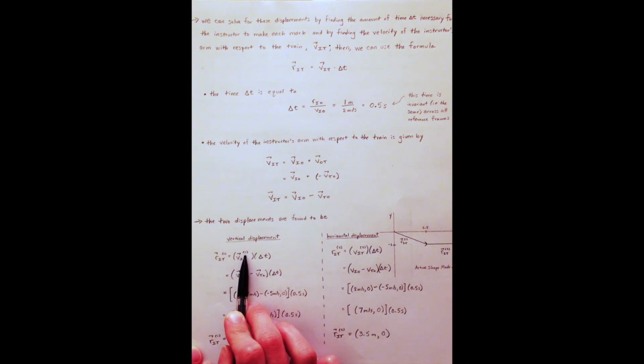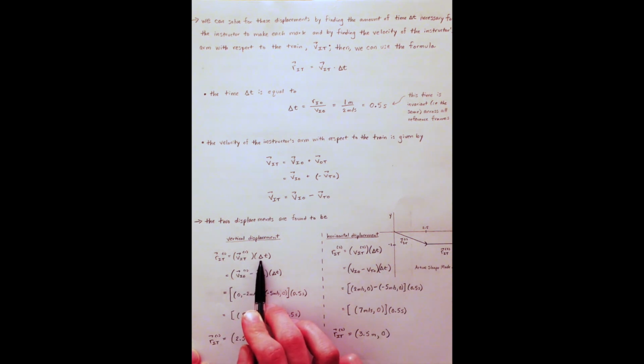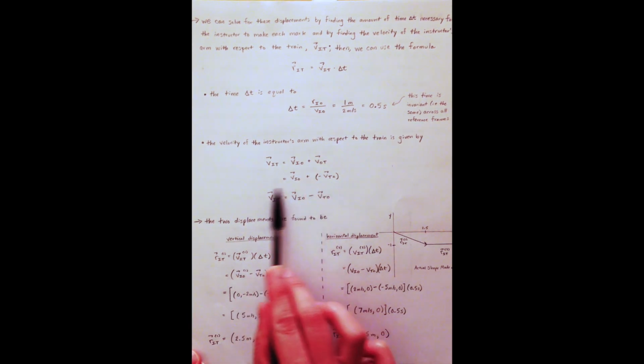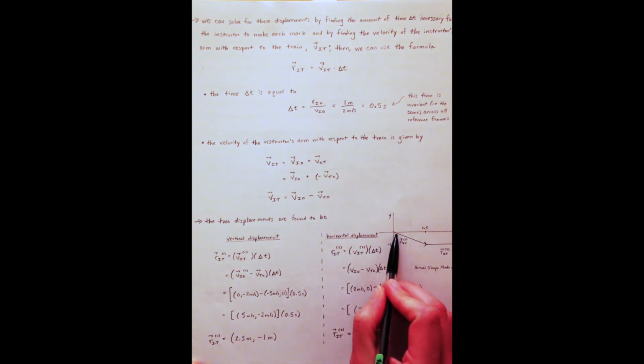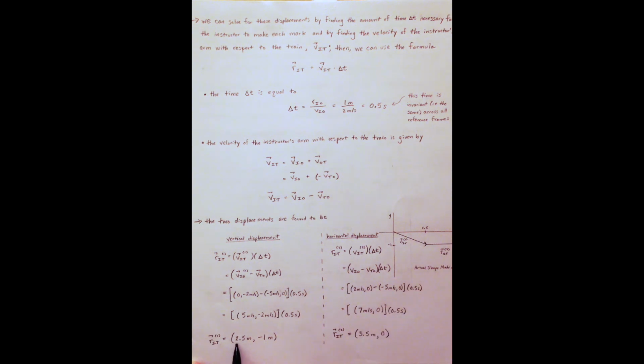At this point, we have all the necessary information to find the vertical and horizontal displacements in the reference frame of the train. Let's look at the vertical displacement first. The vertical displacement of the instructor's arm with respect to the train is equal to the velocity of the instructor's arm with respect to the train during the downward motion times the amount of time it takes to complete the movement. We substitute in this formula for the velocity, plug in the information from the problem statement, and complete the multiplication to find that what was originally a downward movement with respect to the origin reference frame is now this angled vector where it goes 2.5 meters to the right and -1 meters down.